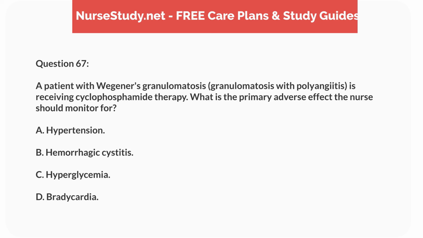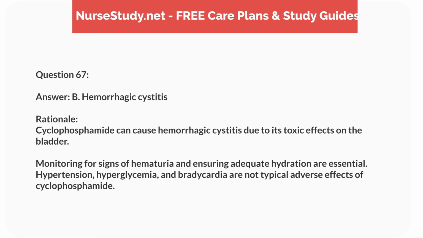Question 67. A patient with Wegener's granulomatosis with polyangiitis is receiving cyclophosphamide therapy. What is the primary adverse effect the nurse should monitor for? A. Hypertension. B. Hemorrhagic cystitis. C. Hyperglycemia. D. Bradycardia. Answer: B. Hemorrhagic cystitis.